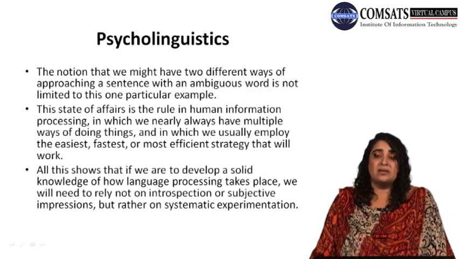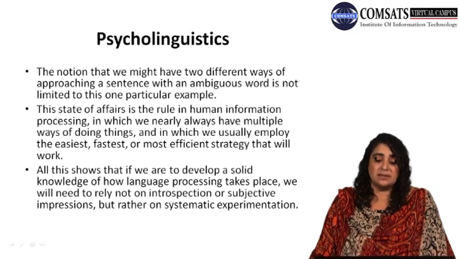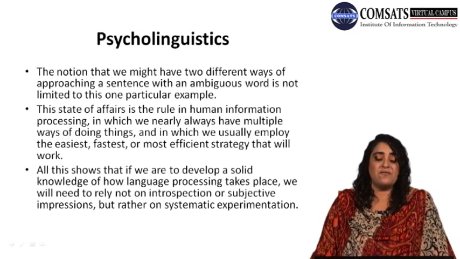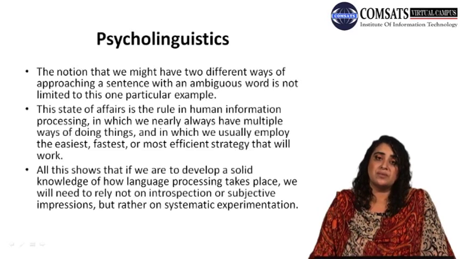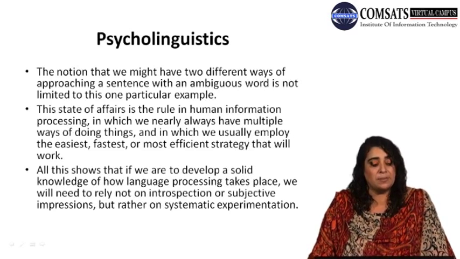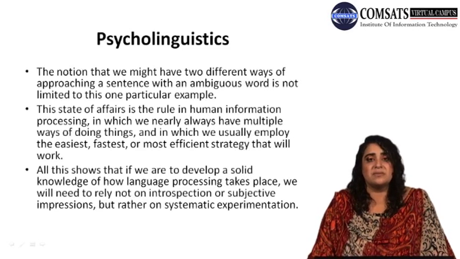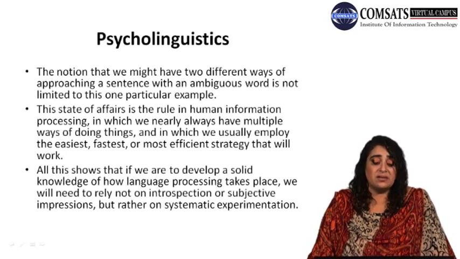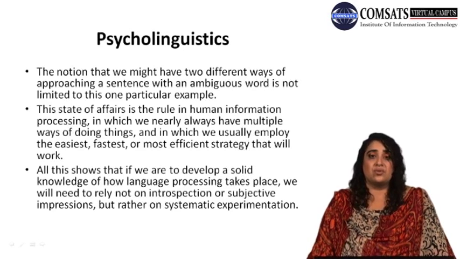The concept that we might have 2 different ways of approaching a sentence with an ambiguous word is not limited to this one particular example. This would be the rule for human information processing, in which we nearly always have multiple ways of doing things, and in which we usually employ the easiest, fastest and most efficient strategy that will work.